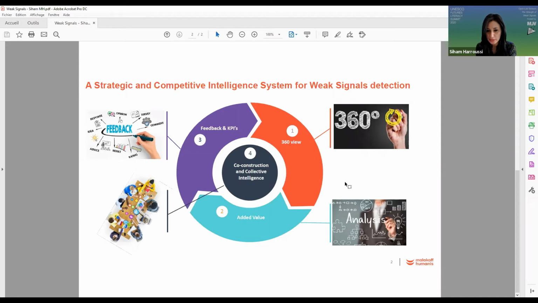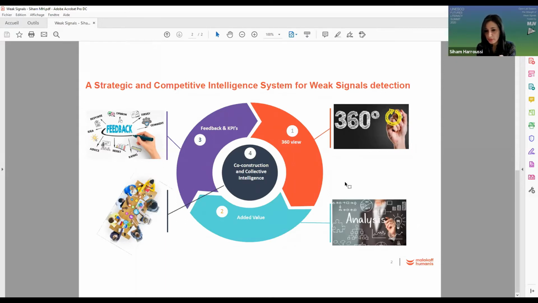So there are some characteristics for this strategic and competitive intelligence system. First of all, it has a global approach. It means that we don't focus on just one or some topics, for example, monitoring competitors, regulations, trends. We really scan our ecosystem to have a 360 view of our environment. And it does help to identify weak signals.